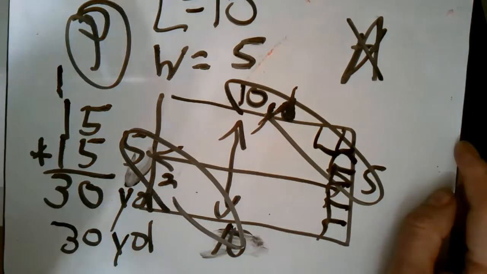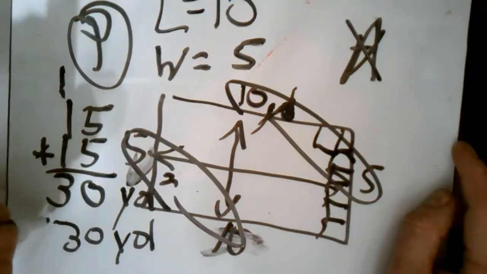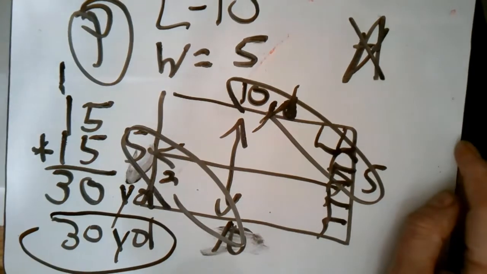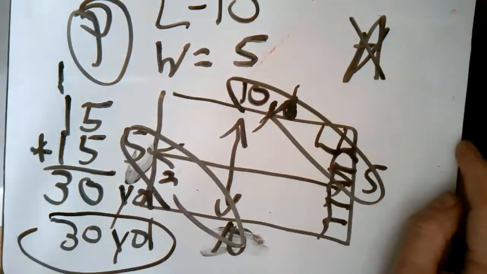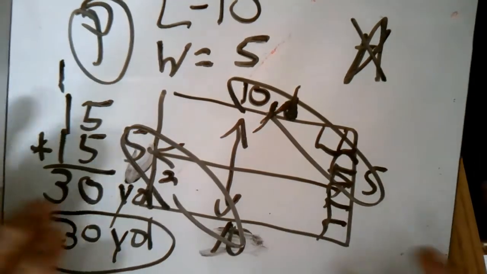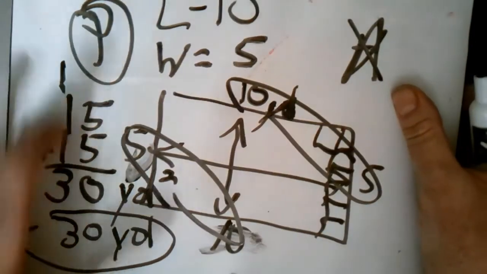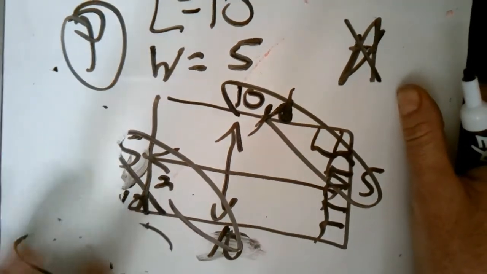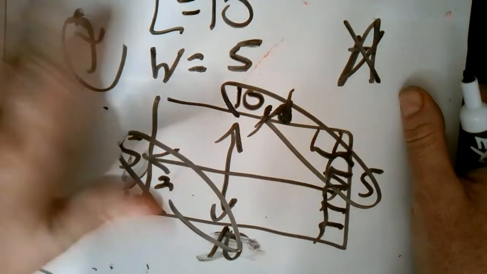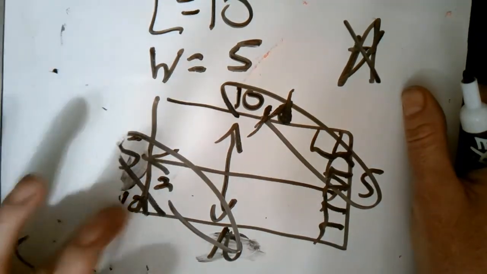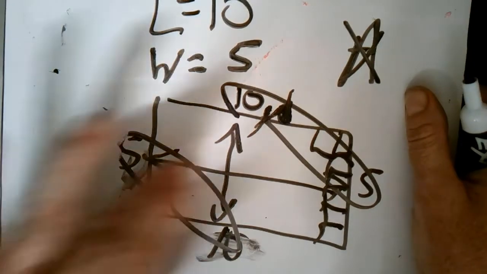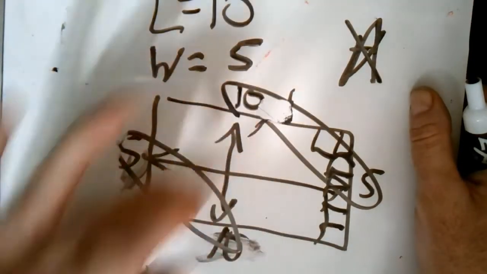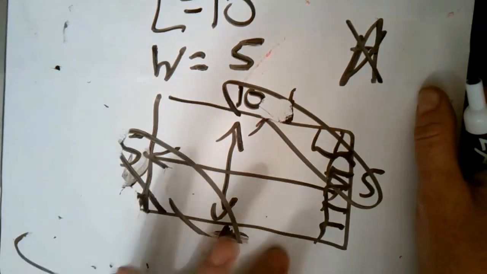Okay? So it's definitely going to be perimeter. It's going to be 30 yards total that I'm going to fence in. So let's take it for the other one. Let's use the area. Say he wants to pave a new basketball court. Got everything fenced in.